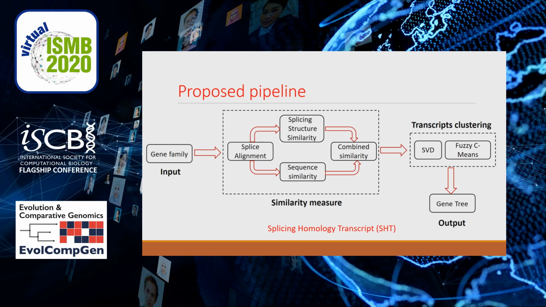Our proposed pipeline is described as follows. For a given gene family, we start by computing a similarity measure. This similarity measure is based on the splice alignment. The splice alignment allows us to define two sub-similarities, the splicing structure similarity and the sequence similarity. These two sub-similarities are then combined. Then we apply a singular value decomposition to transform each transcript into a vector. This transformation allows us to apply the fuzzy c-means. This result allows us to then compute the gene tree.